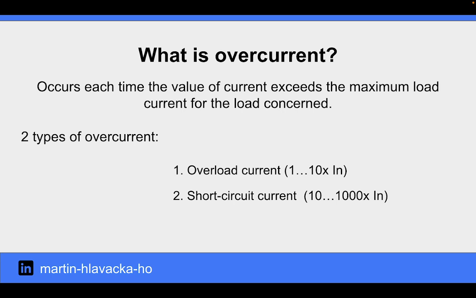Short circuit is a type of overcurrent. So let's just briefly mention what overcurrent is. Overcurrents occur each time the value of the current exceeds the maximum load current for the load concerned. There are two types of overcurrent: overload current and short circuit current already mentioned. In this video, we will focus only on short circuit current.